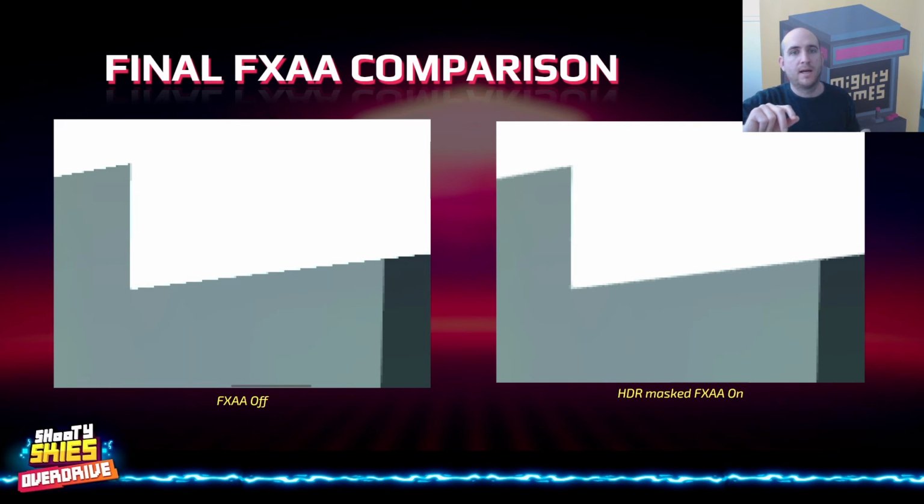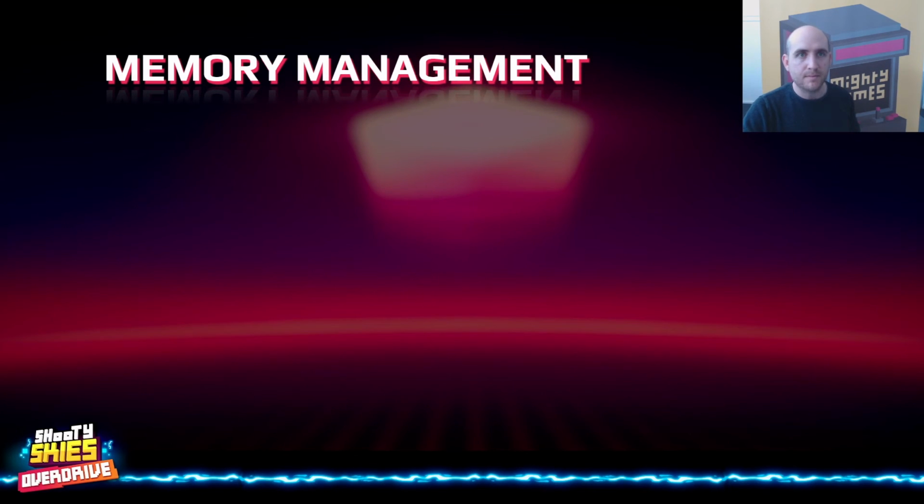So this is a final example of what the blend looks like. With FXAA off, the HDR colors are still staircasing and really jaggedy, but once we have an HDR masked FXAA filter on, we get a really nice blend going on, and this made it visibly tolerable and made the experience far better.